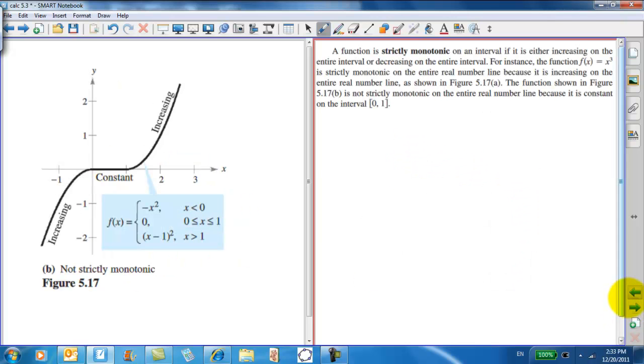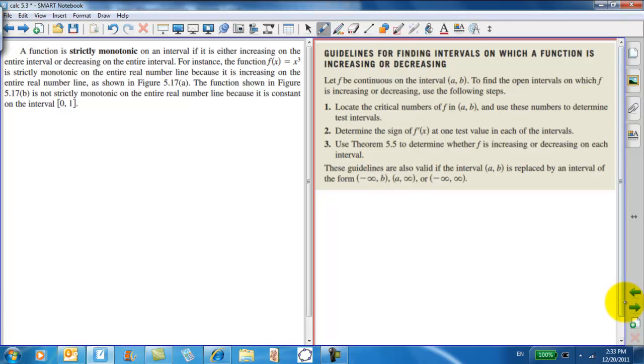Okay, just a term there for you. Now, here's going to be our guideline for figuring out when a function is increasing or decreasing. If it's continuous on this interval from a to b, locate all the critical numbers, that is where the derivative is 0 or undefined. Determine the sign of the derivative in between those values, and then figure out if f is increasing or decreasing.